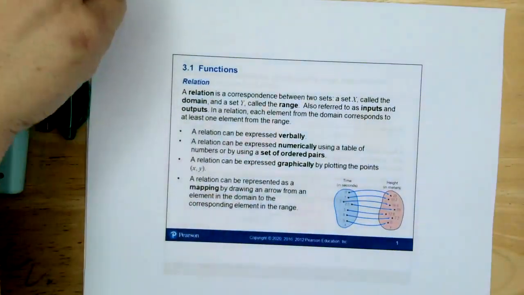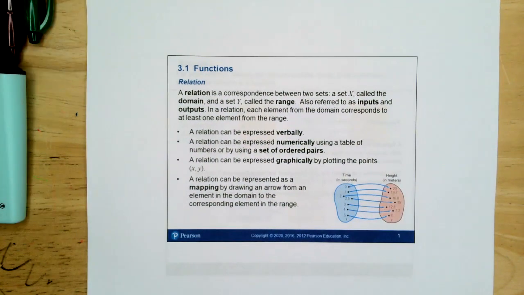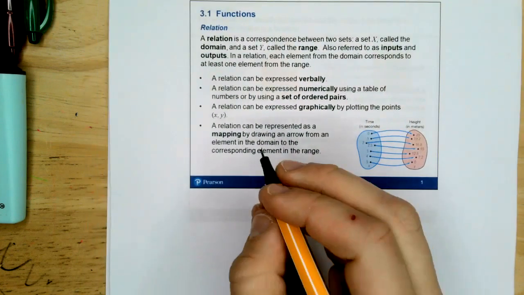All right, so to define a function, we need to first define what a relation is. Does that look straight? All right. A relation is a correspondence between two sets. Set X is called the domain and set Y is called the range. I'm going to give a few more names to the domain and the range.